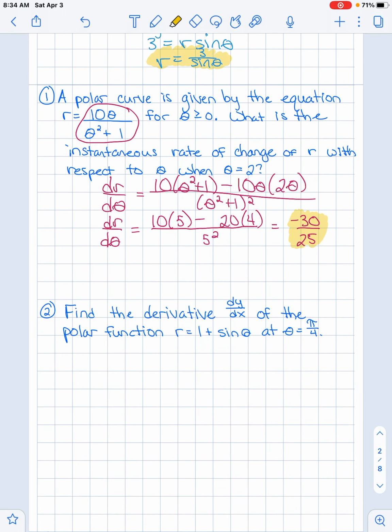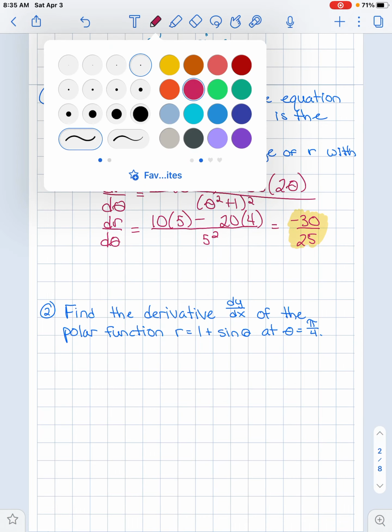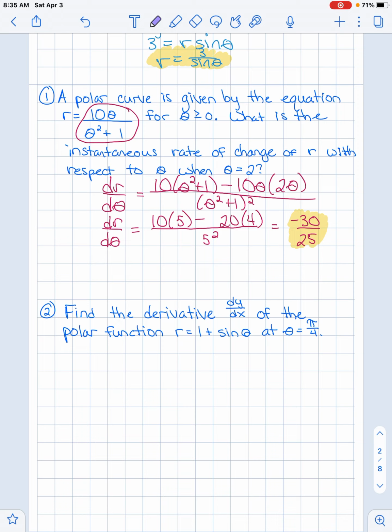Find the derivative, dy over dx, of the polar equation r equals 1 plus sine of theta at theta equals pi over 4. I bet you can do this one. Go try it. Okay, welcome back. I hope you actually did try.